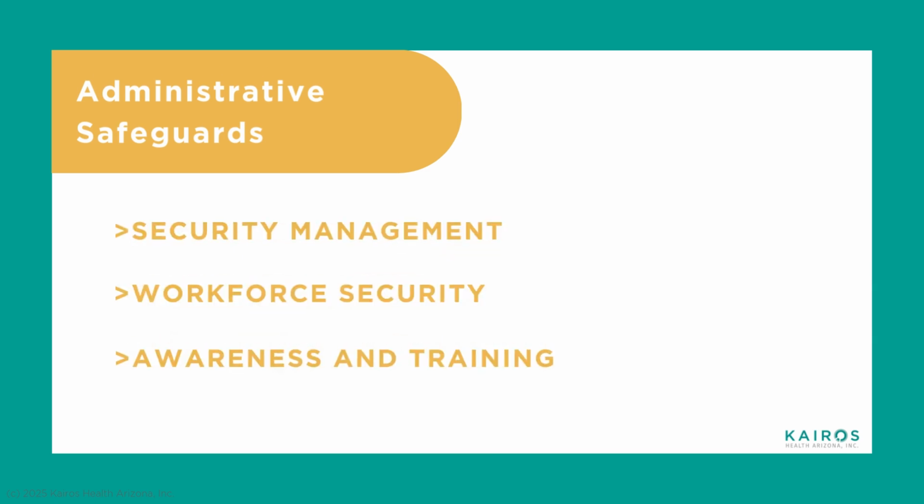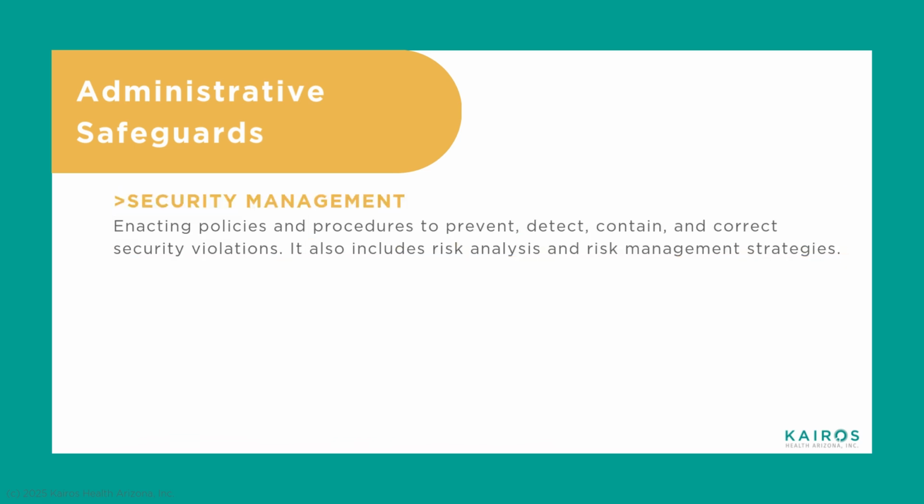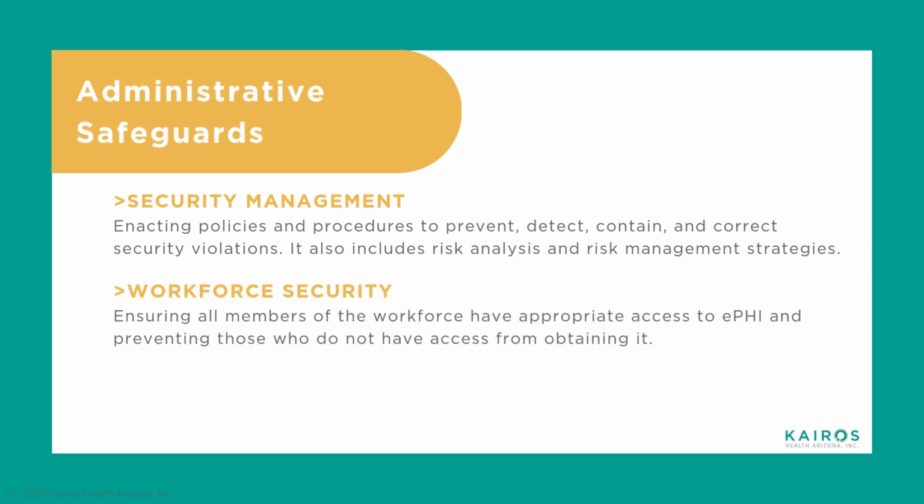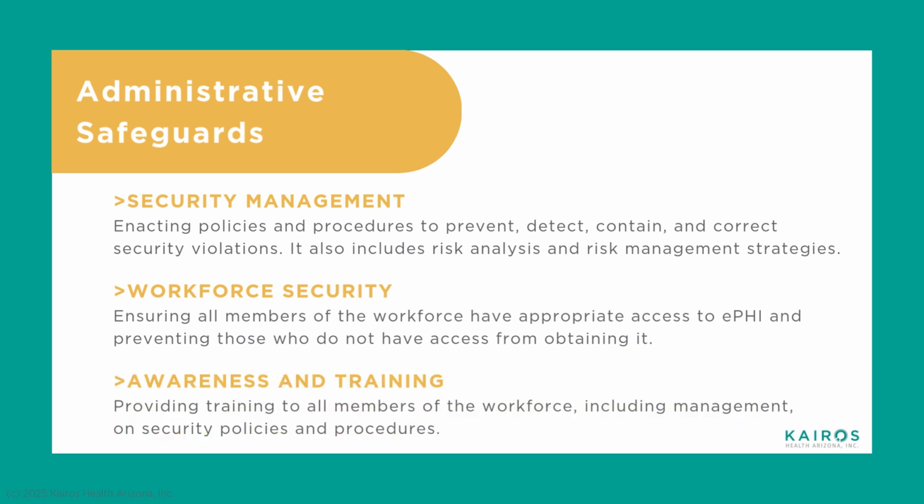Administrative safeguards include security management, workforce security, and awareness and training. Security management includes enacting policies and procedures to prevent, detect, contain, and correct security violations. It also includes risk analysis and risk management strategies. Workforce security is ensuring all members of the workforce have appropriate access to ePHI and preventing those who do not have access from obtaining it. And awareness and training means providing training to all members of the workforce, including management, on security policies and procedures.